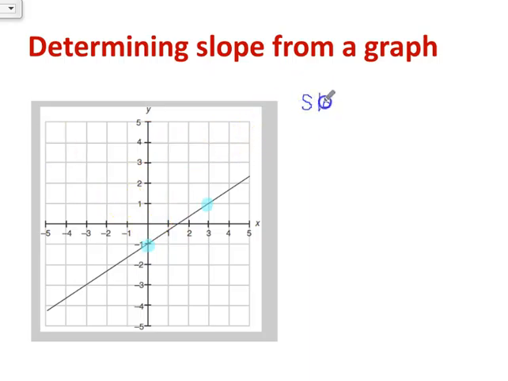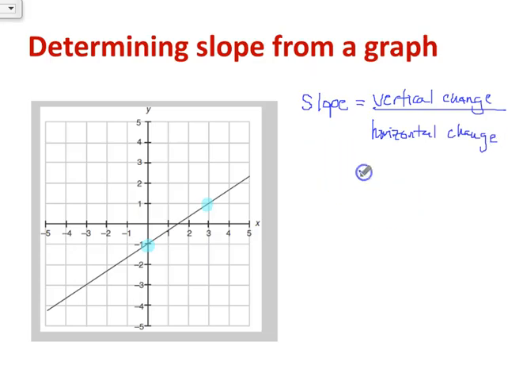So remember, the slope is rise over run, or vertical change over horizontal change. So how do we go from this point on our line to this point? Let's count our vertical change first. We're going up 2 units. So we went up 2 units to get from one point to the next. So I'm going to put 2 for my vertical change, positive 2 because we're going up.